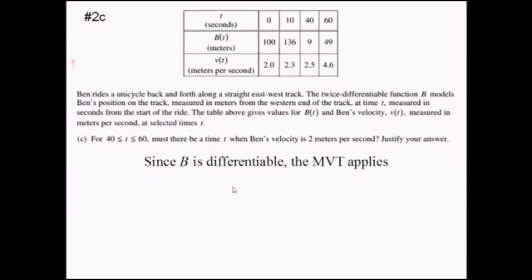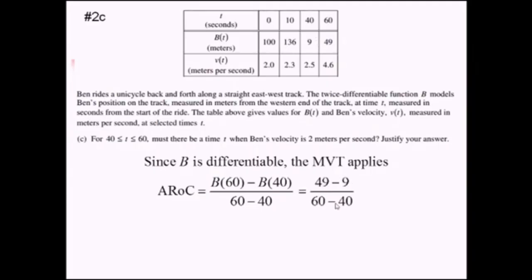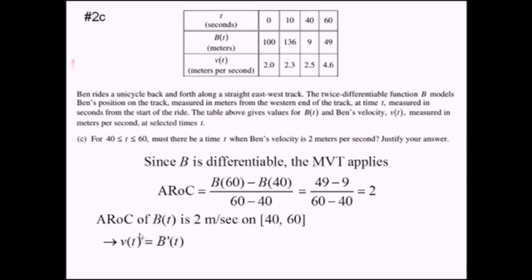Let's go ahead and find the average rate of change over the interval from 40 to 60 of B of t. So that's going to be B of 60 minus B of 40 over 60 minus 40. And that ends up being 49 minus 9 over 60 minus 40. So this is 40 over 20, which does come out to 2. So we notice that we have an average rate of change of B of t that's 2 meters per second on this interval. Therefore, it follows that the velocity, which is the same as B prime of t, has to be 2 meters per second somewhere on 40 to 60 because of our mean value theorem.